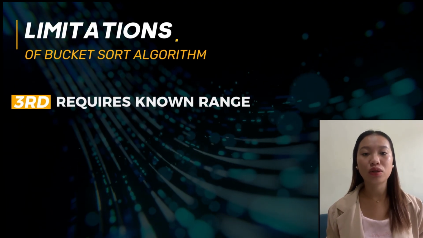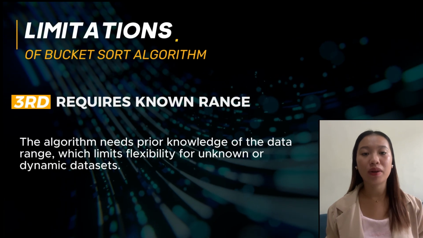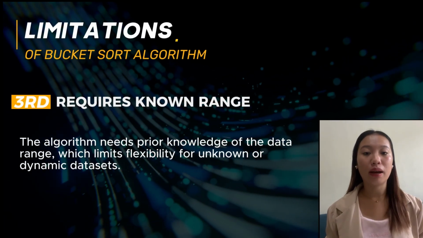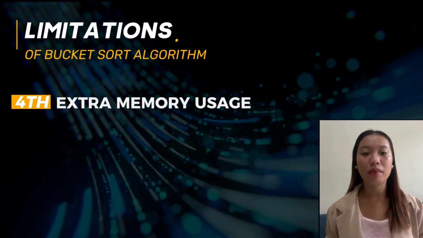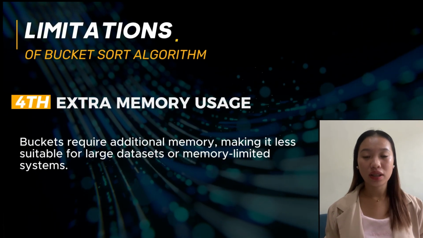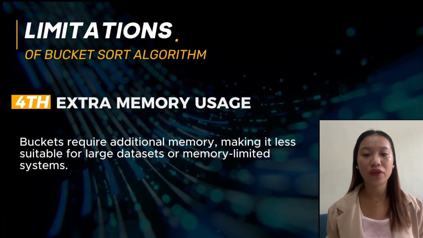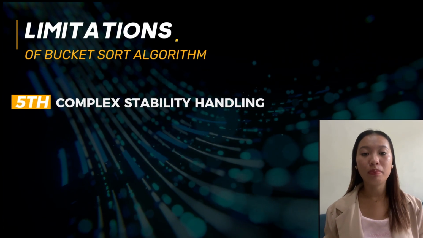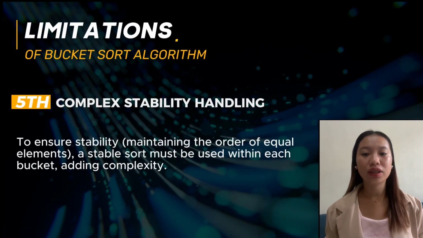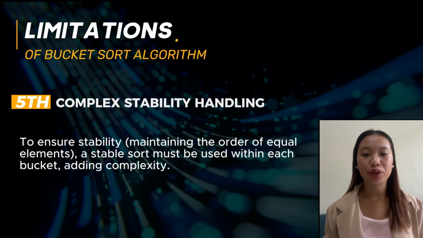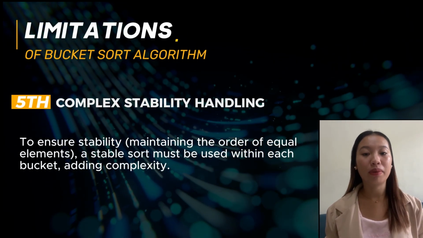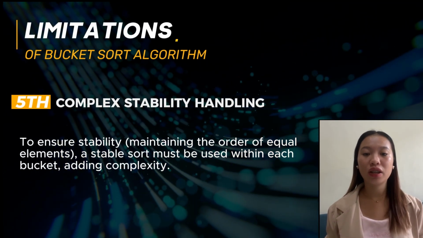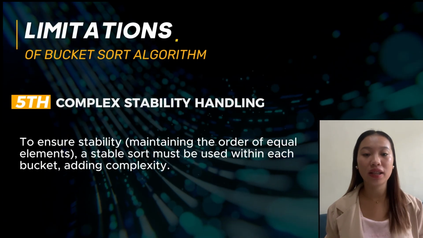Third is the requirement of a known range. The algorithm needs prior knowledge of the data range, which limits flexibility for unknown or dynamic datasets. Fourth is extra memory usage. Buckets require additional memory, making it less suitable for large datasets or memory-limited systems. And lastly, complex stability handling. To ensure stability, a stable sort must be used within each bucket, adding complexity. So these factors must be considered when applying bucket sort, especially for real-world datasets like GPA scores.